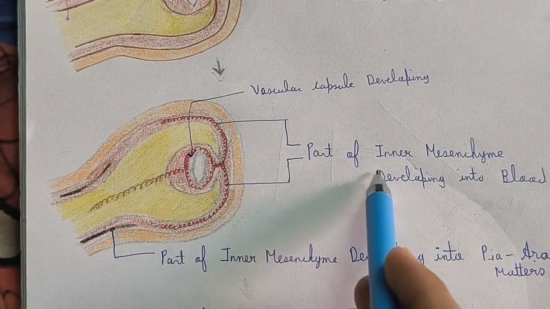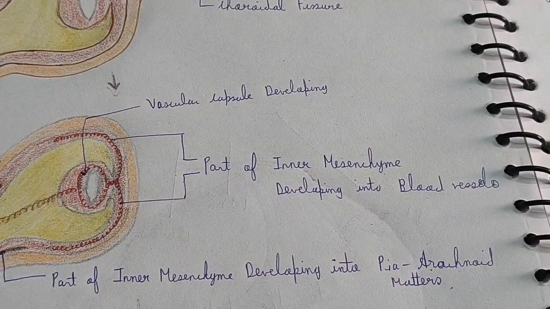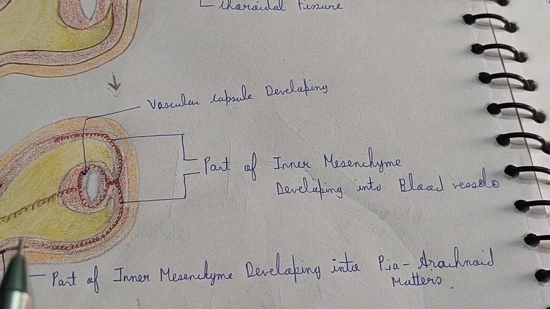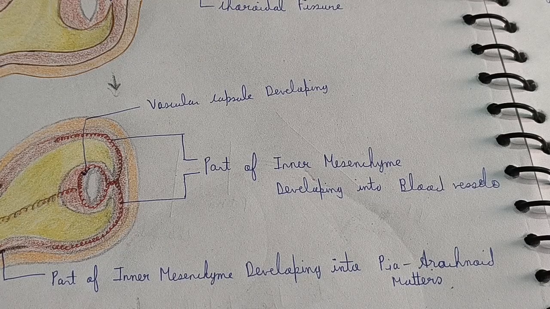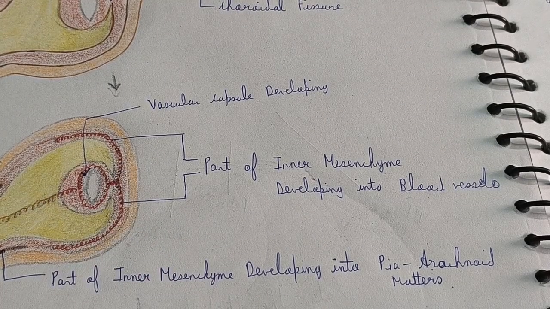So here, that is part of the inner mesenchyme developing into blood vessels. Therefore, the blood vessels of the eye are formed from this inner mesenchyme. So all the blood vessels of the eye are mesodermal in origin, because the inner mesenchyme is also mesoderm.